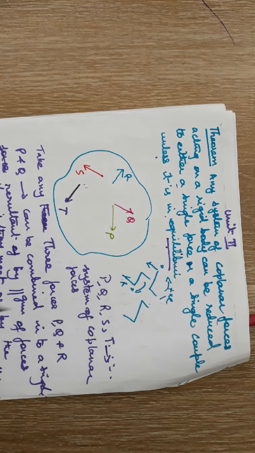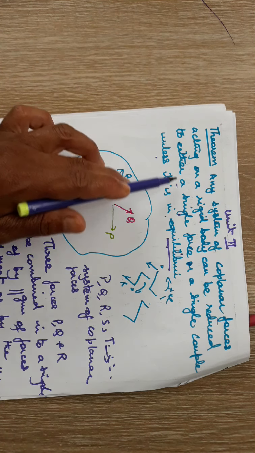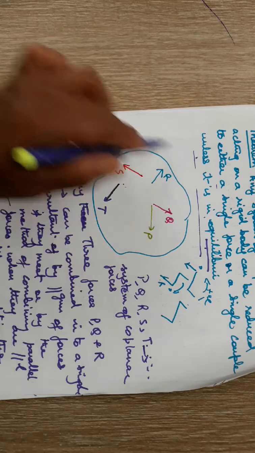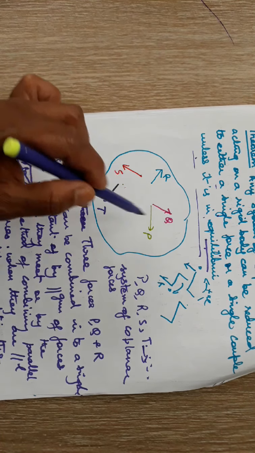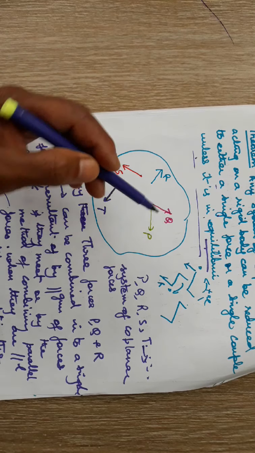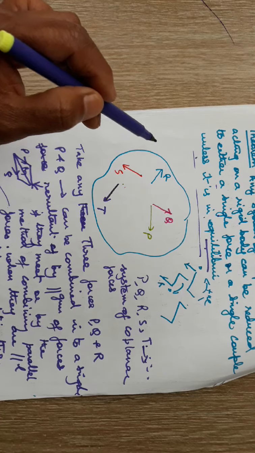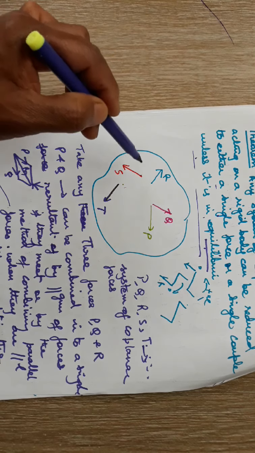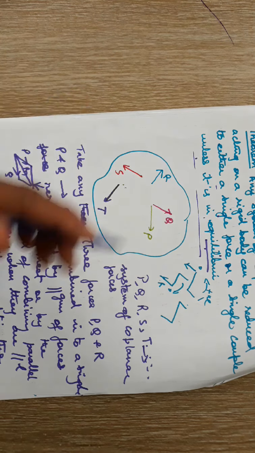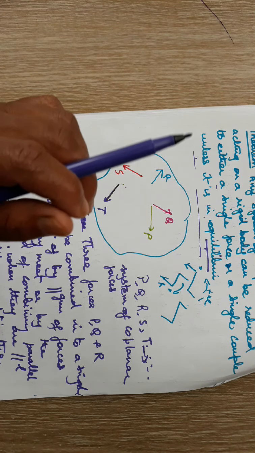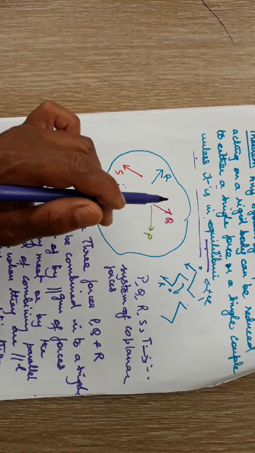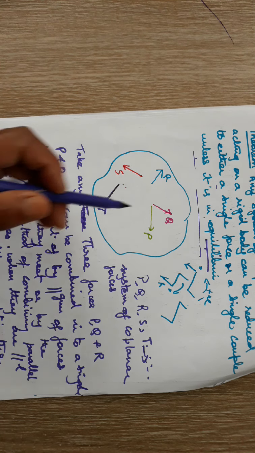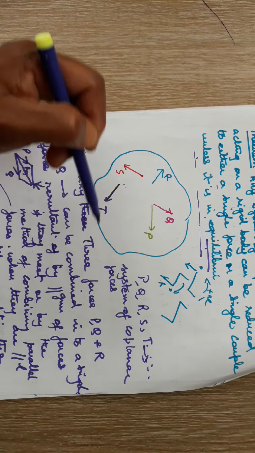So any system of coplanar forces acting on a rigid body, you can ultimately reduce it to either a single force or a single couple unless it is in equilibrium. Suppose this is a rigid body, and a system of coplanar forces P, Q, R, S, T and so on are acting on it. What we have to prove is that this system of coplanar forces can be reduced to a single force or a single couple. By couple we mean that two equal and unlike parallel forces are said to constitute a couple. So this whole system you can either reduce to a single force or a single couple.